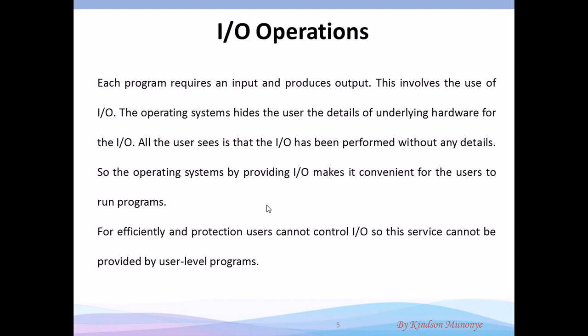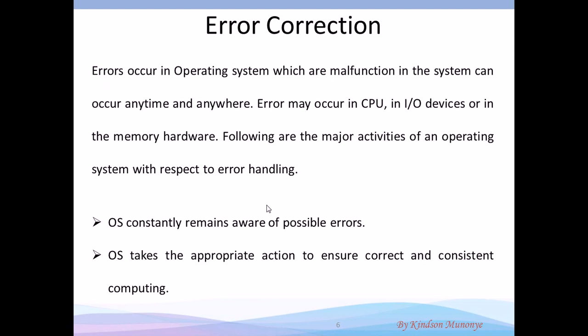So the user is not interested in how data is exchanged between the keyboard and the CPU, but he just enters data, and the operations are carried out. So the interconnection, coordination, and communication between the I/O devices and the system is handled by the operating system. So I/O operation is one of the services provided by the operating system. So we've discussed file management services, program execution, and I/O operations. Now we have error correction.